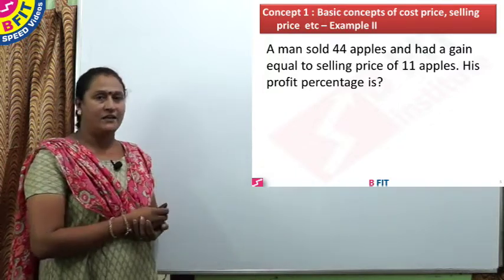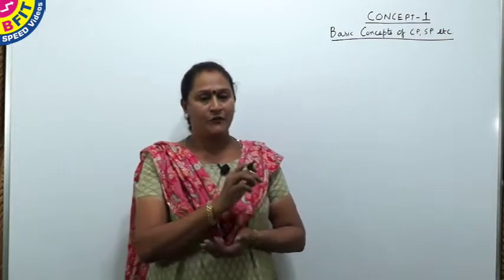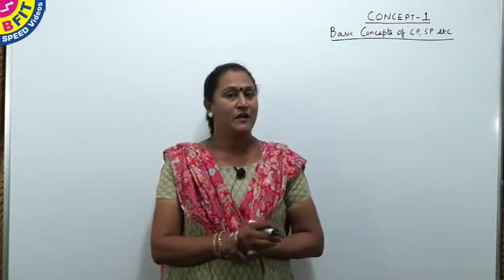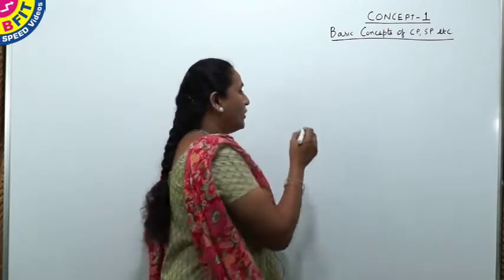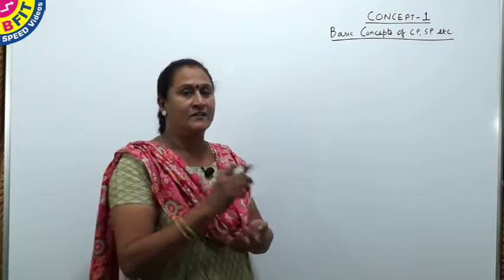We'll see the working. The man sold 44 apples and gains the selling price of 11 apples. Here we are talking about the quantities and also it is gain. So when it is gain, what should you take?